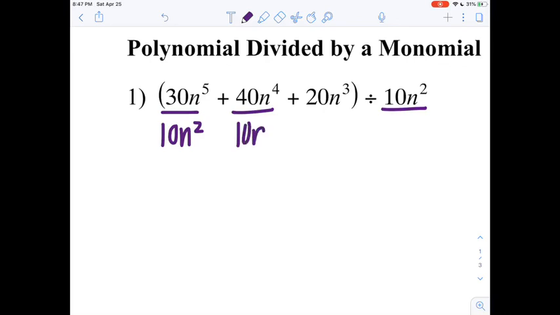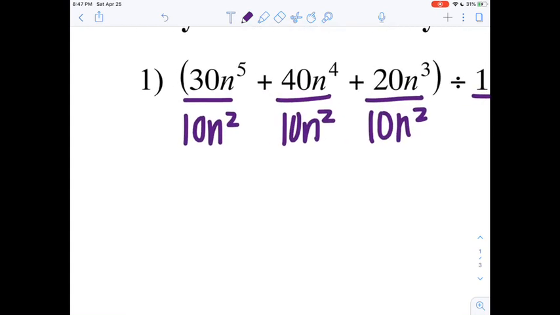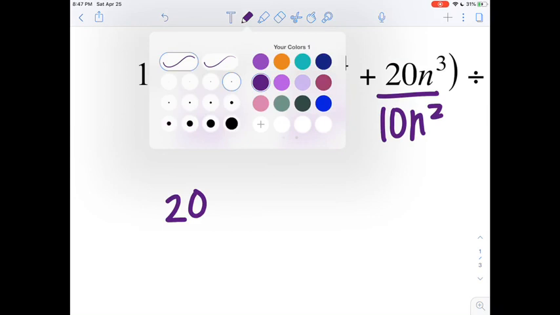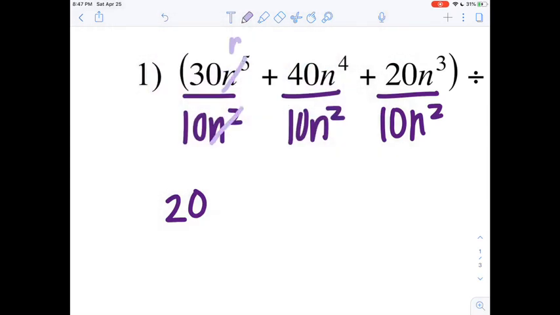So I'm going to divide everything by 10n squared. And what you're essentially doing is factoring out 10n squared as your GCF. It's the same process. So what you're going to do is simplify. 30 divided by 10, that becomes 20, and then n to the fifth over n to the second becomes n to the third. So I get 20n to the third.